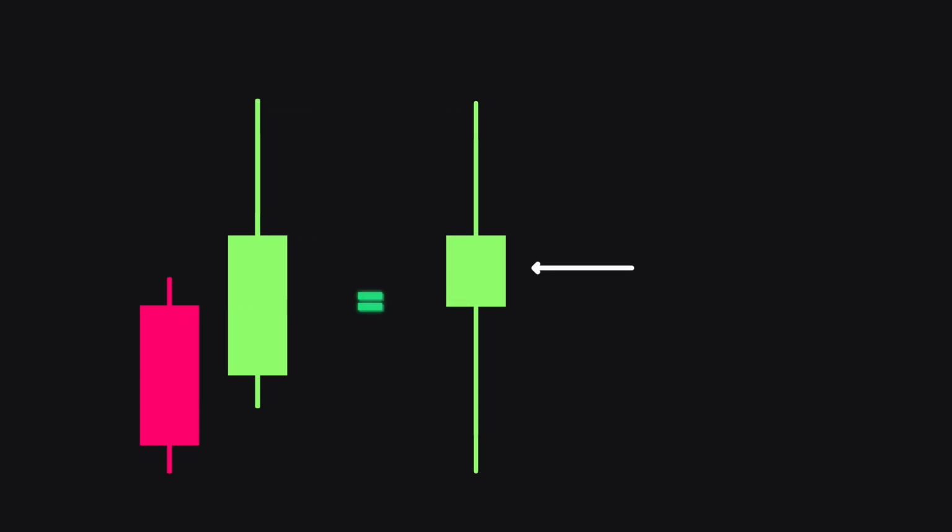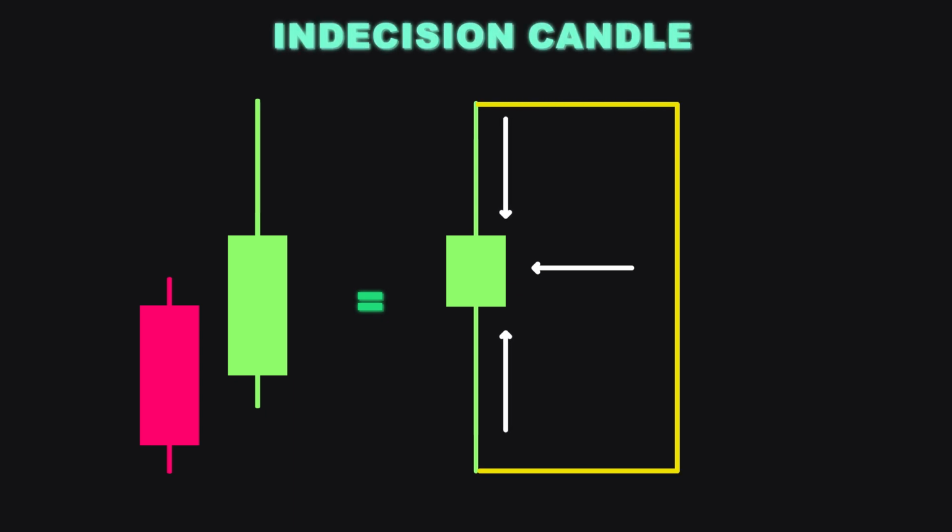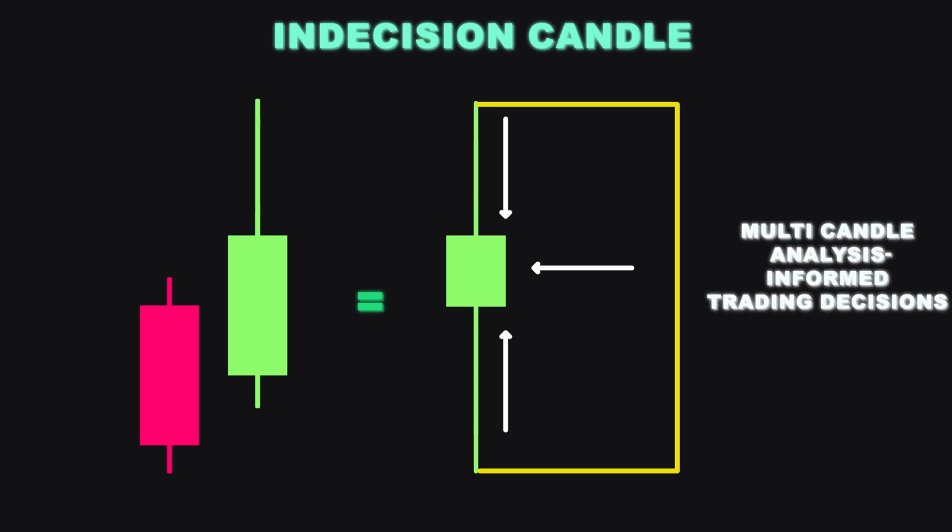Here, we have 2 candles, and we create a candle based on them. Notice, its body is in the middle of its range, and both wicks are almost the same, indicating an indecision candle. In this way, you can derive a single interpretation by combining 2 candles, 3 candles, and even 4 candles. You can then make trading decisions based on this analysis.